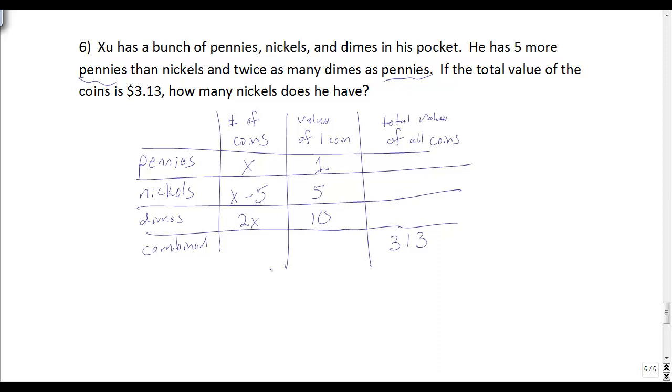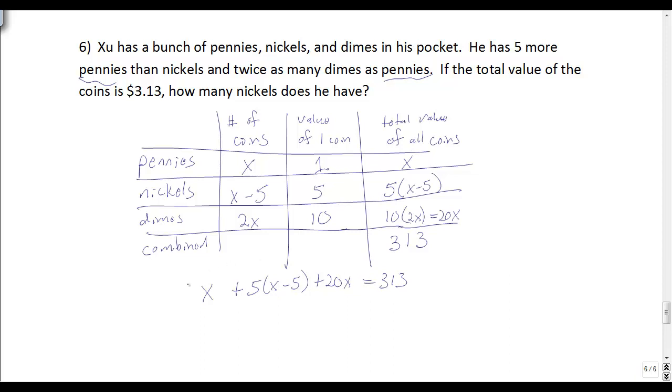Note here, we don't know the total number of coins, but we can get the value of each type of coin. So we have x pennies at 1 cent each. That's 1 times x, or just x. x minus 5 nickels at 5 cents each, so that's 5 times (x minus 5). 2x dimes at 10 cents each, that's 10 times 2x, which is really 20x. Then I add up the value of the pennies plus the nickels plus the dimes, and that should give me 313. So my equation is x plus 5 times (x minus 5) plus 20x equals 313.